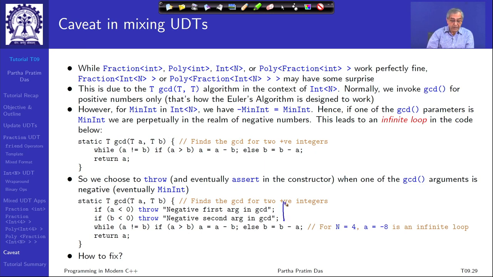So, maybe we will throw from the GCD, but if we throw from the GCD, then it means that the fraction cannot actually be reduced. So, that object cannot be properly constructed. So, you have to assert from the constructor and so on, and just think about how to fix this. Is it possible to give a GCD algorithm specifically for int, and how to use that? I leave that as an exercise.